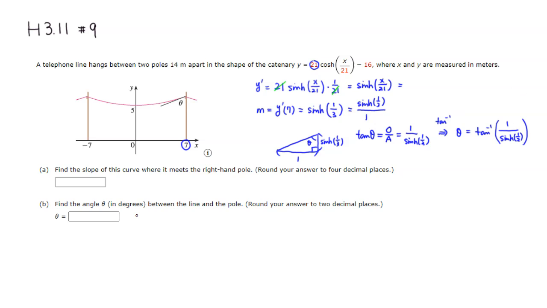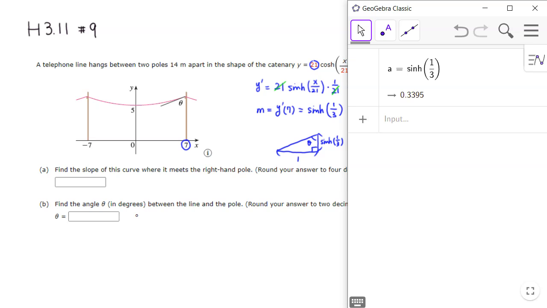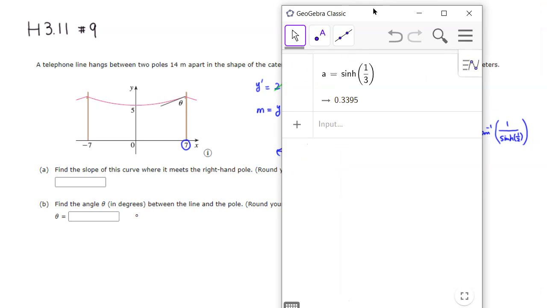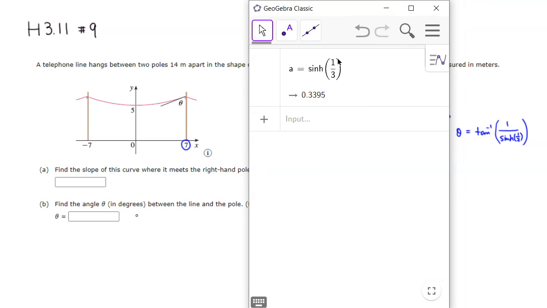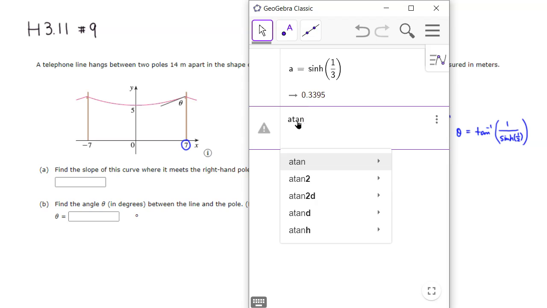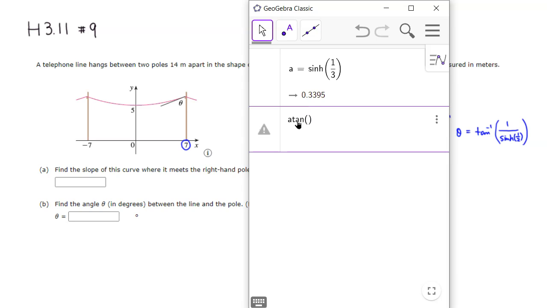I'm going to bring up GeoGebra here. Since we already know what the hyperbolic sine of 1/3 is, which is stored in A, all we have to do is arctangent. Arctangent in GeoGebra is atan. So we have arctangent of 1 over A, since this value is already stored in A.